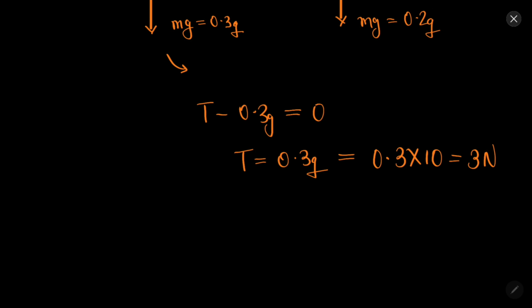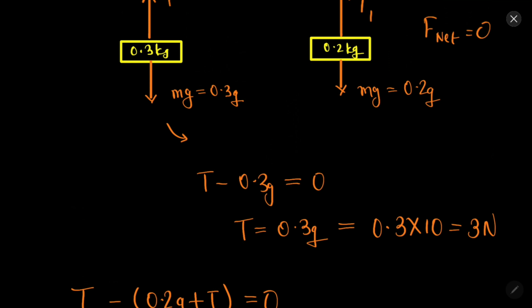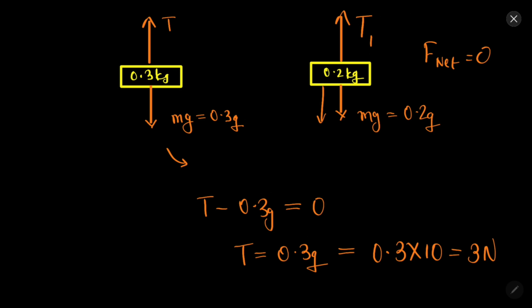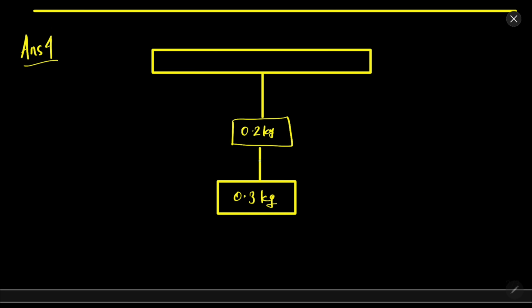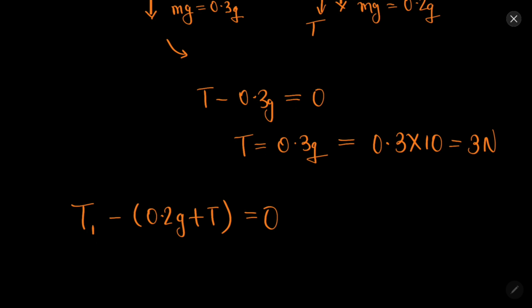Now this 3 Newton will be there, so T1 minus 0.2 g minus T equal to 0. Again, understand what is happening. So the tension is also there. What is happening is that the tension for this one will be like this, and for this one will be like this. Tension is in the opposite direction from the object. So the string is this one, so the same tension will be applied on this, which will try to move it down, and the same tension will be on it, which will try to move it up. So T is in the downward direction for the 0.2 object, so T1 minus 0.2 g minus T equal to 0.